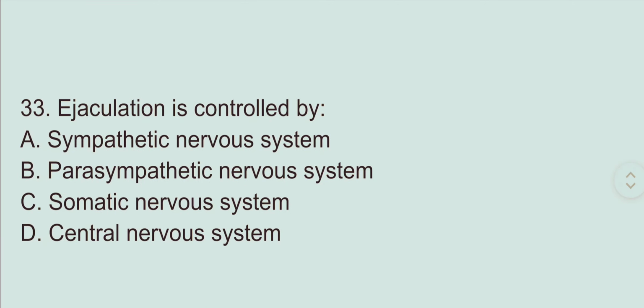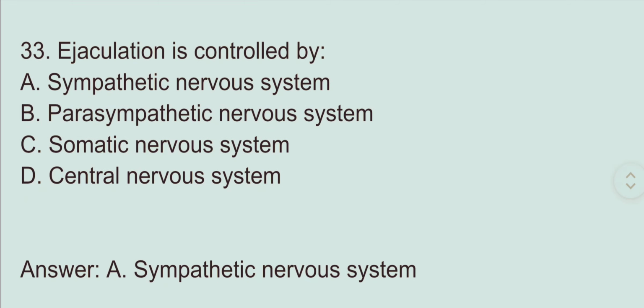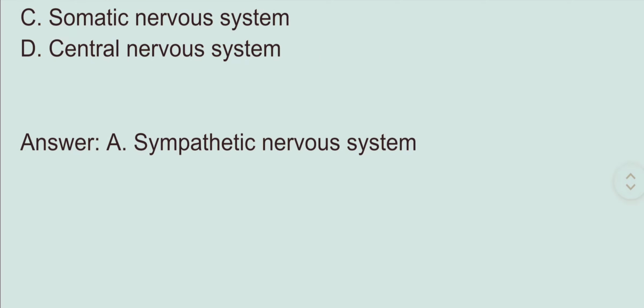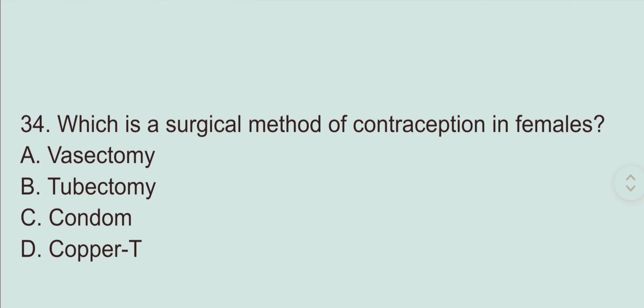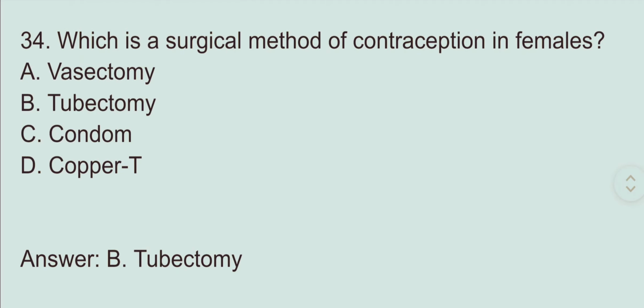Question 33. Ejaculation is controlled by. Correct option is option A, sympathetic nervous system controls ejaculation. Question number 34. Which is a surgical method of contraception in female? The correct option is option B. Tubectomy is a surgical method of contraception in females, and vasectomy is a surgical method of contraception in males.